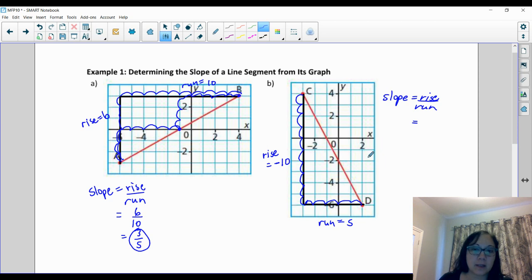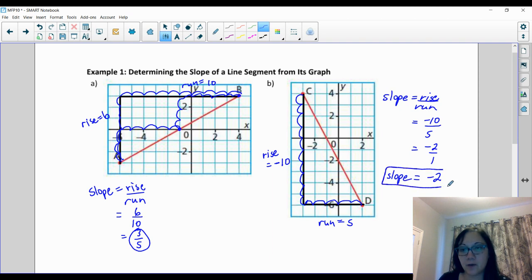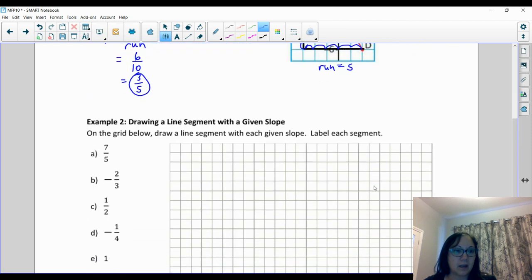So the run is always going to be positive. So the rise is -10, the run is 5. And again, I always reduce that. That becomes -2 over 1, which we just write as a final answer of -2. So if you see a slope of -2, you know that means it's going down 2 and over 1, even though we don't write the fraction over 1.